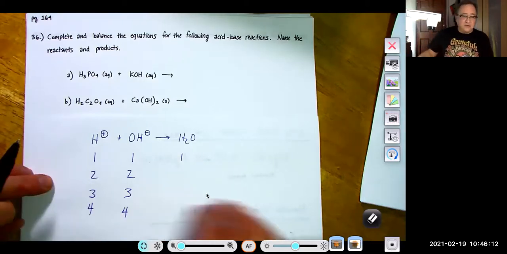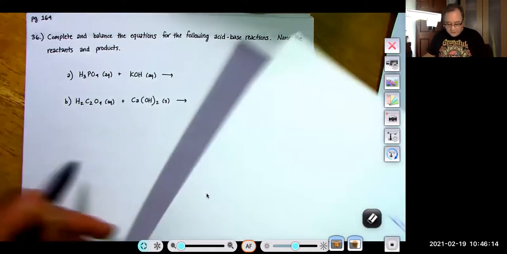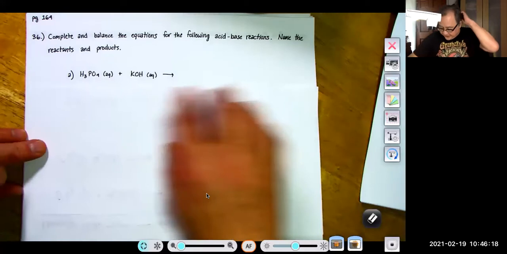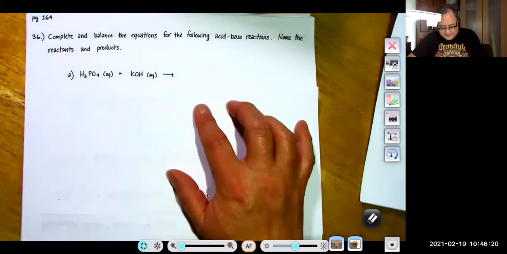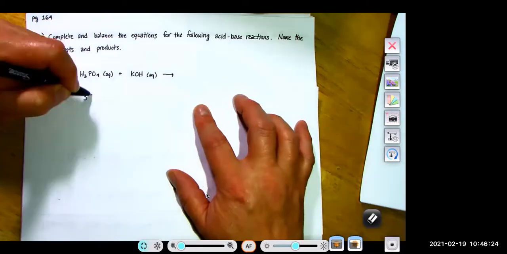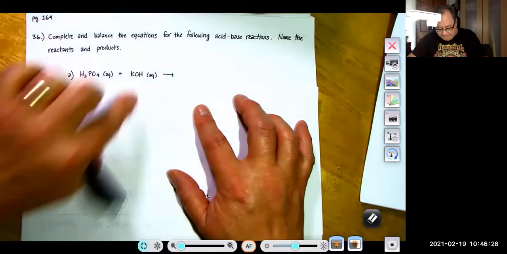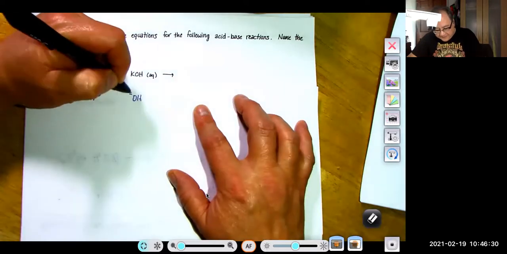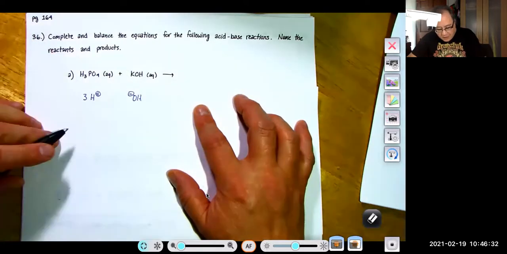Just put, no, K, just the coefficient. So let's take a look at A. How many hydrogens do you see? 3. And how many OHs do you see? This one. So this is not a match made in heaven. I want 3 of these.